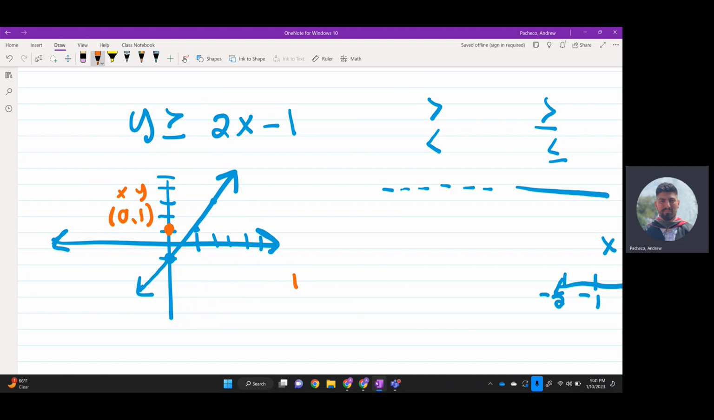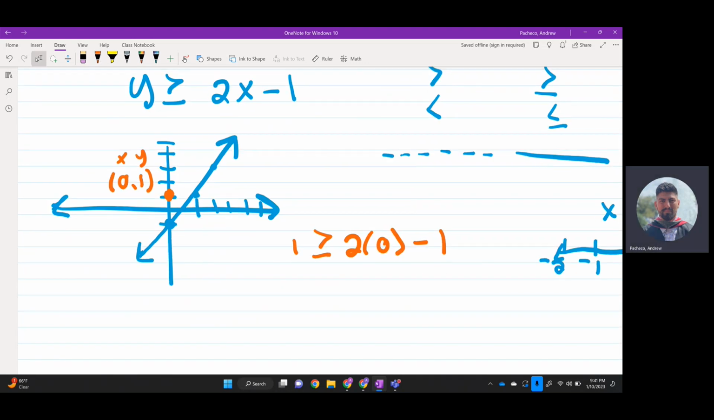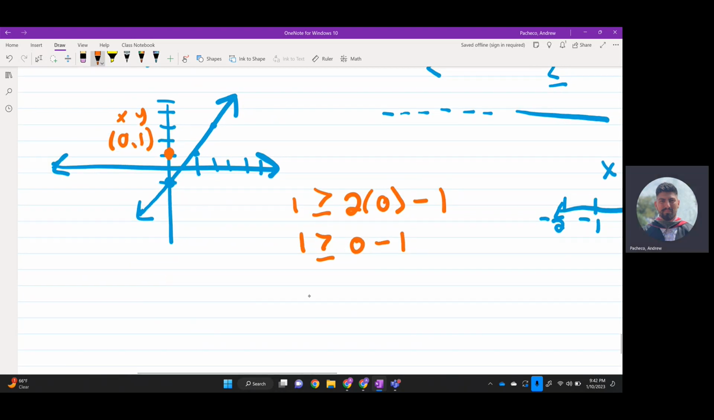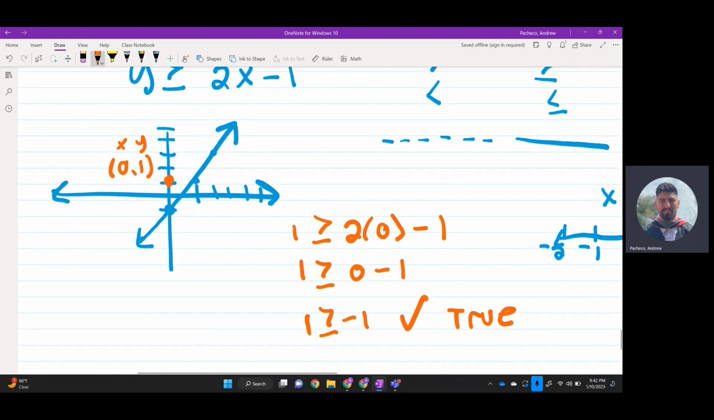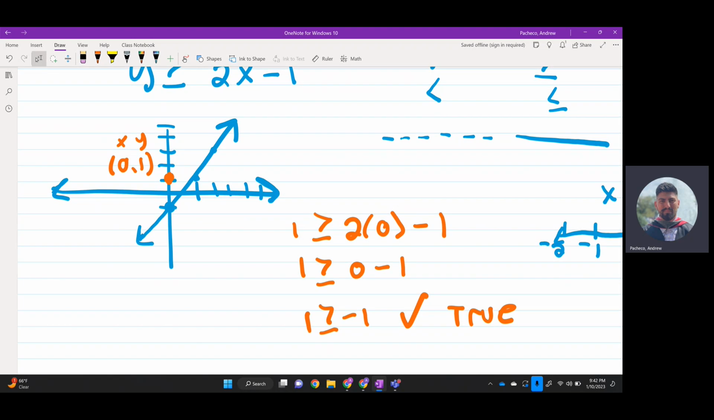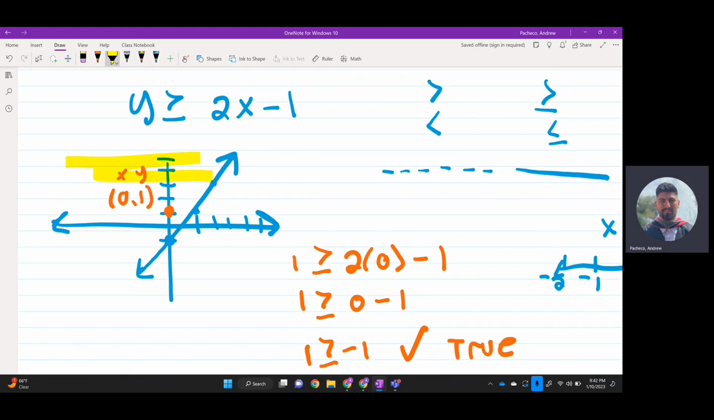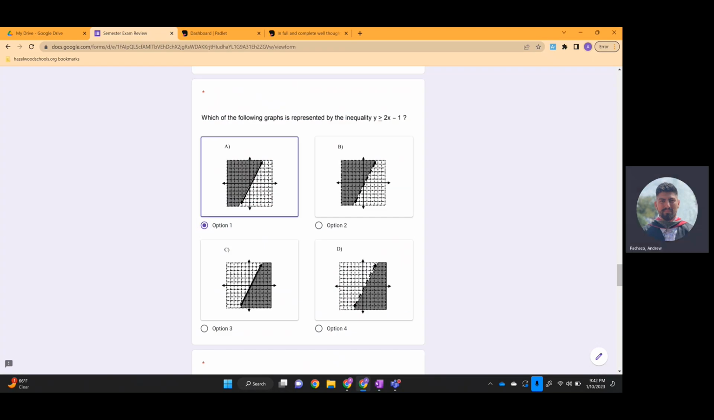So if y is 1, is 1 greater than or equal to 2 times 0 minus 1? 2 times 0 is just going to be 0. 0 minus 1. And this is in fact true, because 1 is greater than or equal to negative 1. Positive 1 is bigger than negative 1. So we're going to shade everything on the top because it was true. So that should be our answer.